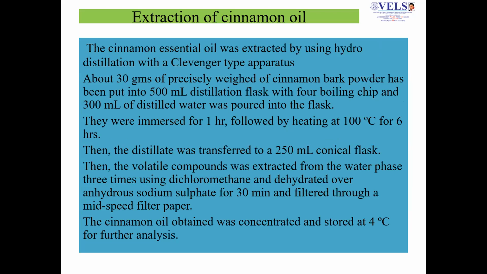Extraction of cinnamon oil. The cinnamon essential oil was extracted by hydrodistillation with a Clevenger-type apparatus. For this process, about 30 grams of precisely weighed cinnamon bark powder was put into a 500 ml distillation flask with 4 boiling chips, and 300 ml of distilled water was poured into the flask. They were immersed for 1 hour, followed by heating at 100 degrees C for 6 hours. Then the distillate was transferred into a 250 ml conical flask, and the volatile compounds were extracted from the water phase 3 times using dichloromethane, dehydrated over anhydrous sodium sulfate for 30 minutes, and filtered through a medium-speed filter paper. The cinnamon oil obtained was concentrated and stored at 4 degrees centigrade for further analysis.